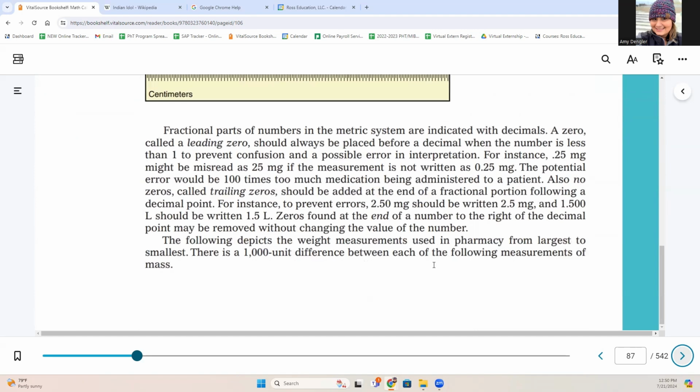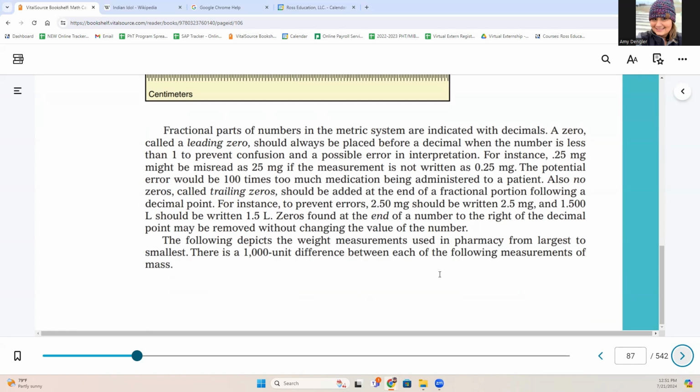A 0 called the leading 0 should always be placed before a decimal when the number is less than 1 to prevent confusion and a possible error and misinterpretation. So you would never write .5, it would be 0.5, or .2, it would be 0.2. For instance, .25 milligram might be misread as 25 milligram if the measurement is not written as 0.25 milligram. A potential error would be 100 times too much medication being administered to a patient.